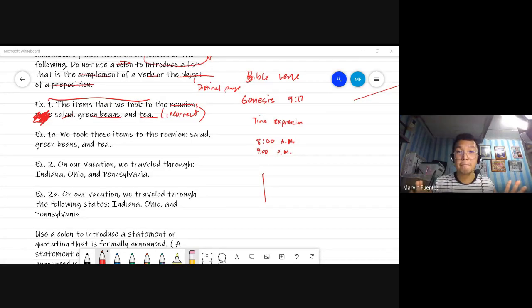Naiintindihan ba? Again ang iintindihin nyo lang doon, ang tatandaan nyo lang doon, kapag there will be a presence of a verb and then there is an introduction of a list, no need to put a colon. Kapag there will be no presence of the verb, no, but there is an introduction of the list, that's the time you're going to put a colon. Doon lang kayo maglalagay ng colon.